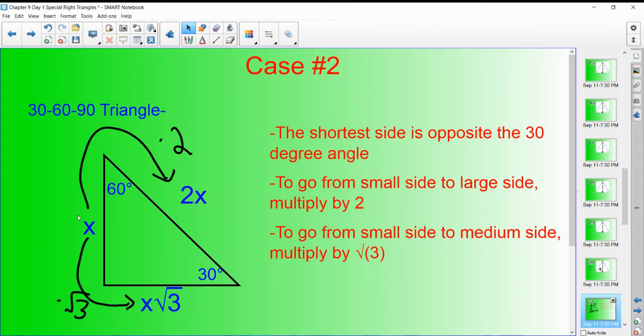And I like to call them the short, medium, and long. And labeling is always going to help us. Now to go from big to small, we just divide. So if I have the 60 side, I can divide by the square root of 3. If I have the hypotenuse and I want to go back to the 30 side, I can divide by 2.